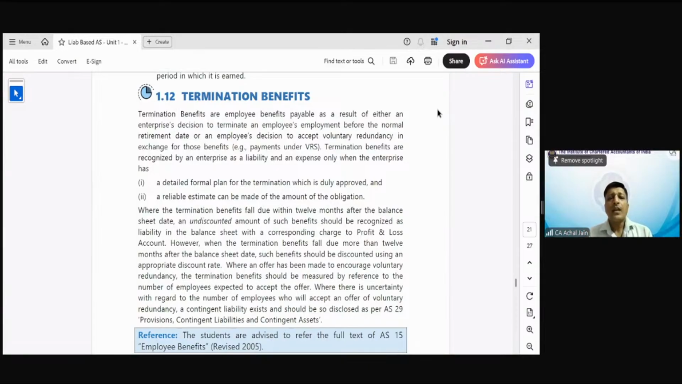Now, the point is this termination benefit requires some conditions to be fulfilled. If those conditions are fulfilled, then any benefit which is payable at the time of termination will have to be payable immediately. So let's look at those conditions.